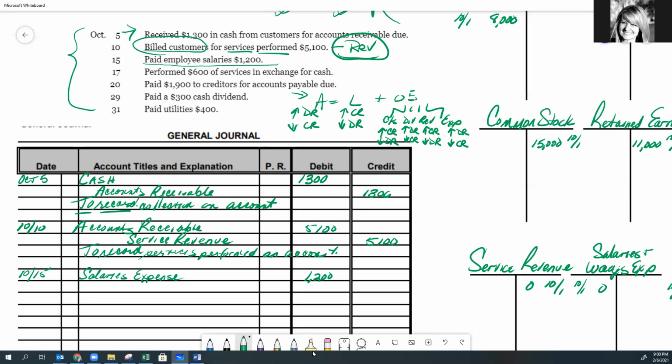Okay, so we paid our employees' salaries, and so the other account that is affected is our cash, and our cash has decreased as a result of this transaction because we paid our employees. So let's go over to our accounting equation, and all assets decrease with a credit. So let's go ahead and decrease our asset cash by crediting it and making it go down. To record payment of employee salaries.